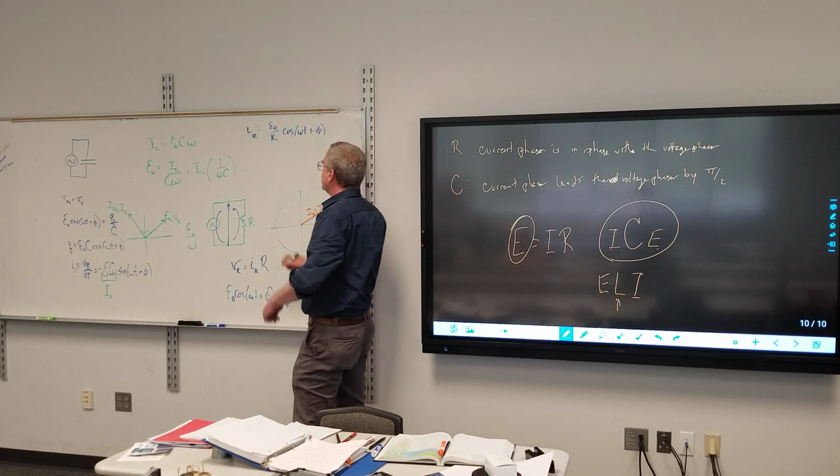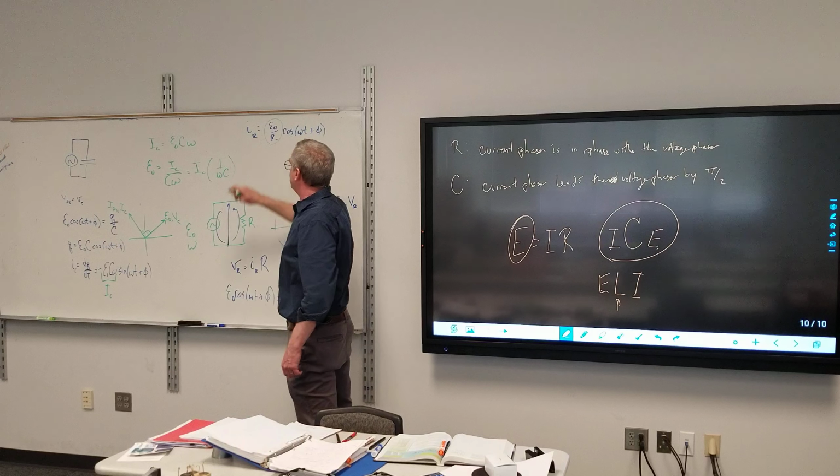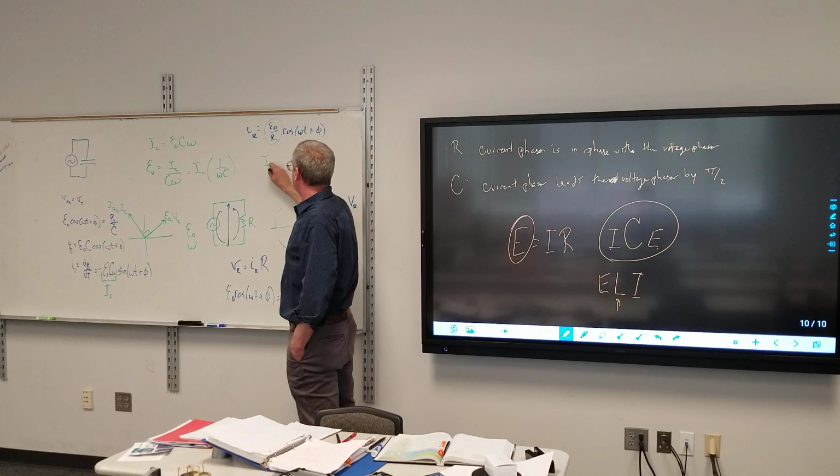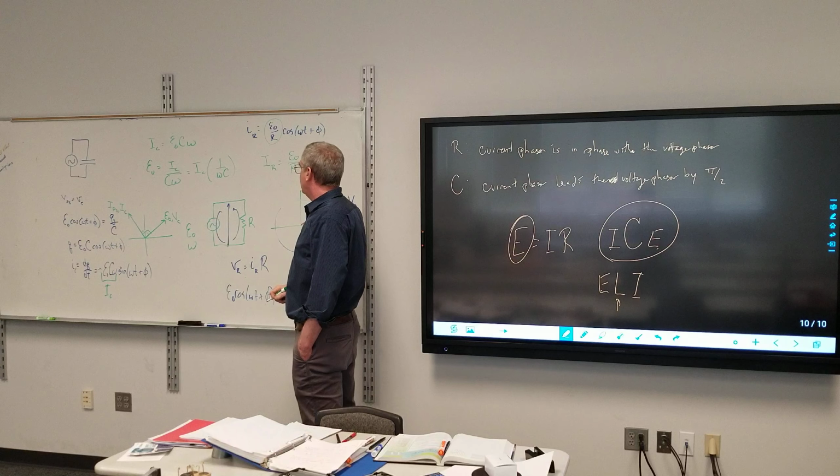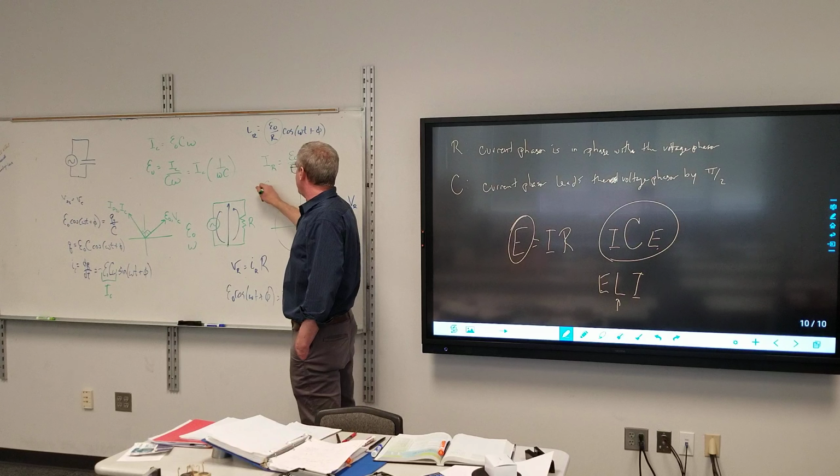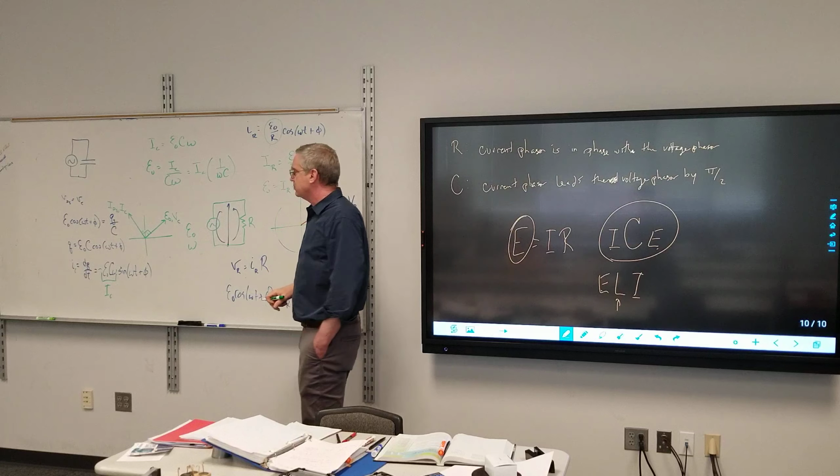Over here, I'm going to do something similar. This would be the magnitude or the amplitude of the current for the resistor, so I use the capital letter: I sub R is equal to epsilon naught over R. Doing a similar type function there, I have epsilon naught is equal to the current across the resistor times the resistance.